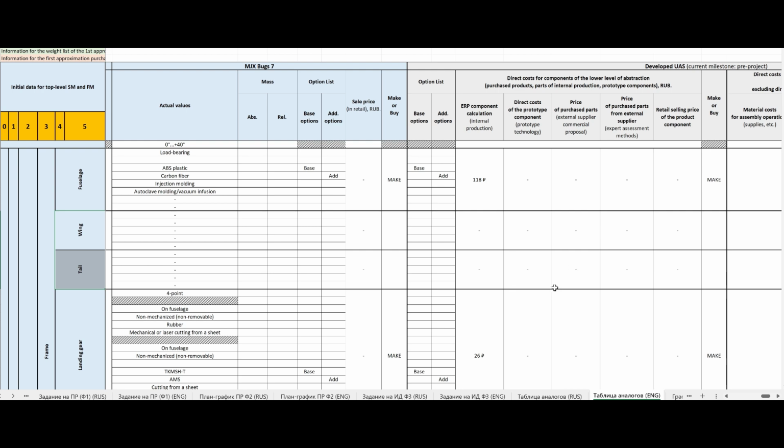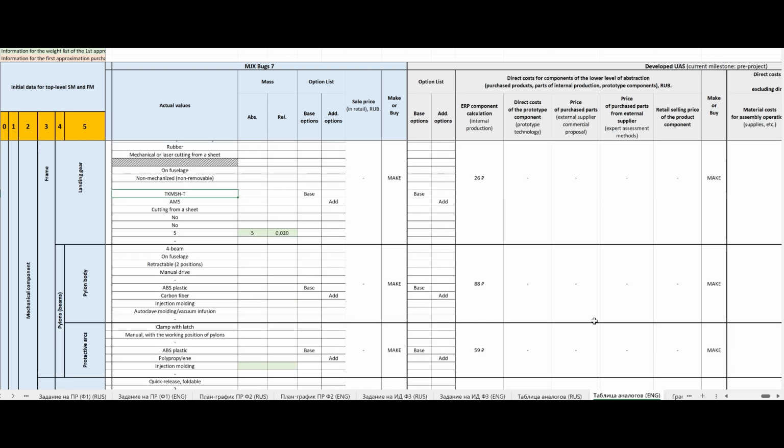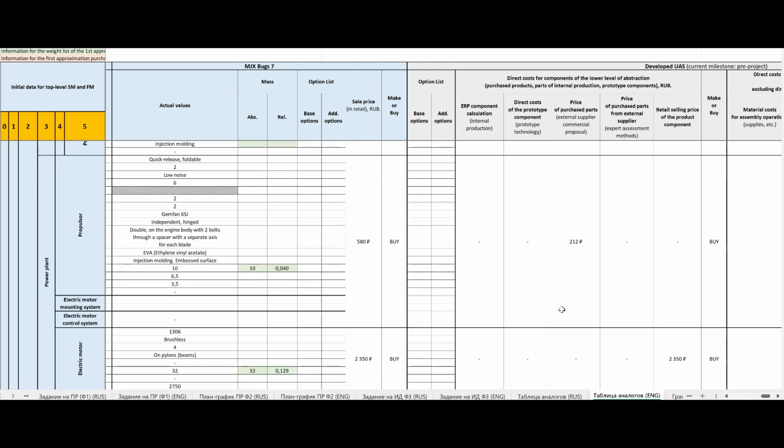and move to the landing gear block. The situation regarding the options in this case is similar, since AMS rubber, in accordance with its name, can be positioned as weather resistant and more resistant to abrasion than the TK MSHT rubber. As for the protective arcs and pylon body blocks, the logic is the same as with the fuselage. With regard to the power plant, namely propellers and electric motor, the situation is somewhat different.